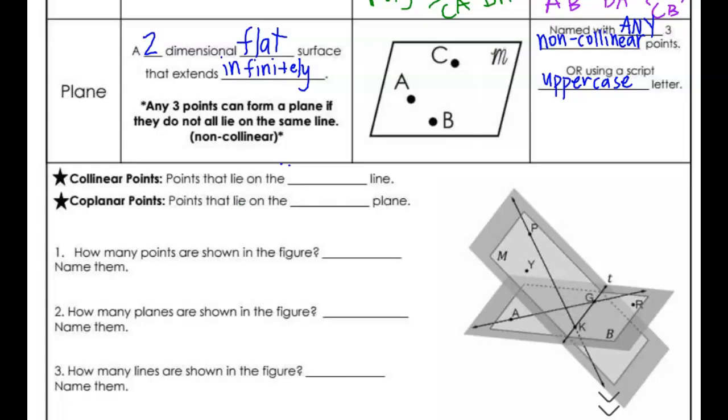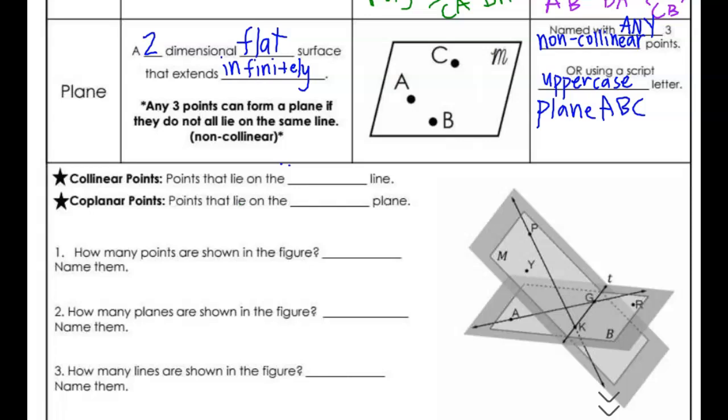Alright, so if I use any 3 points to name it, somebody give me a name for this plane. The order doesn't matter. Plane what? Three points. ABC, thank you. Or you could have said BAC, or CBA, or ACB, or BCA.